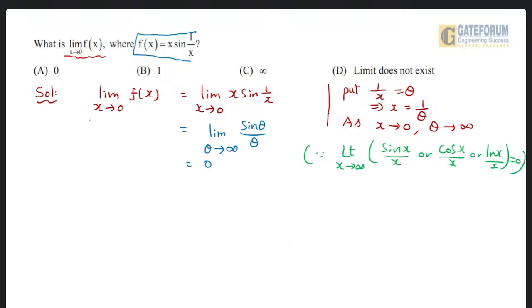So the answer is 0. Accordingly, the option is A. Or you can evaluate by the conceptual procedure. Sin values lie between -1 and 1. Using the sandwich theorem, that is -1 less than or equal to sin theta less than or equal to 1, dividing all three by theta and applying the limit theta tends to infinity, you will get 0 using the sandwich theorem. That is the conceptual procedure.